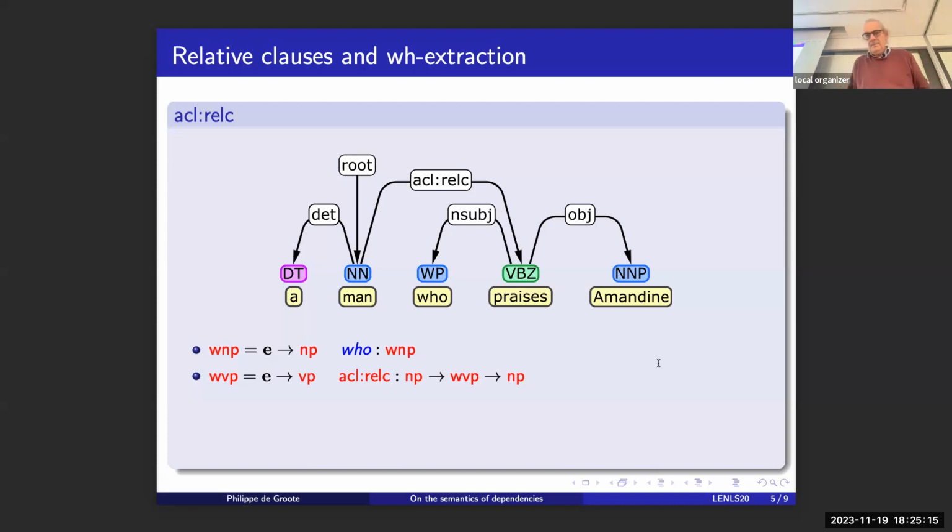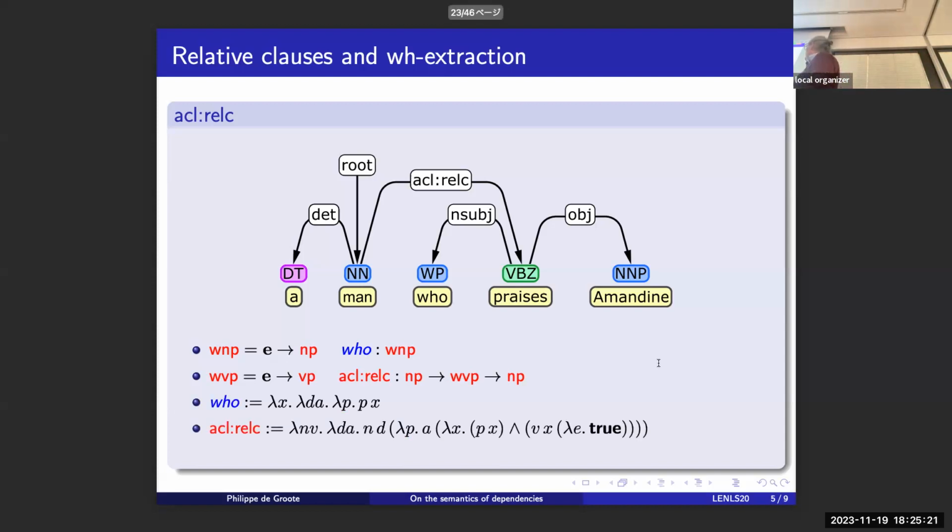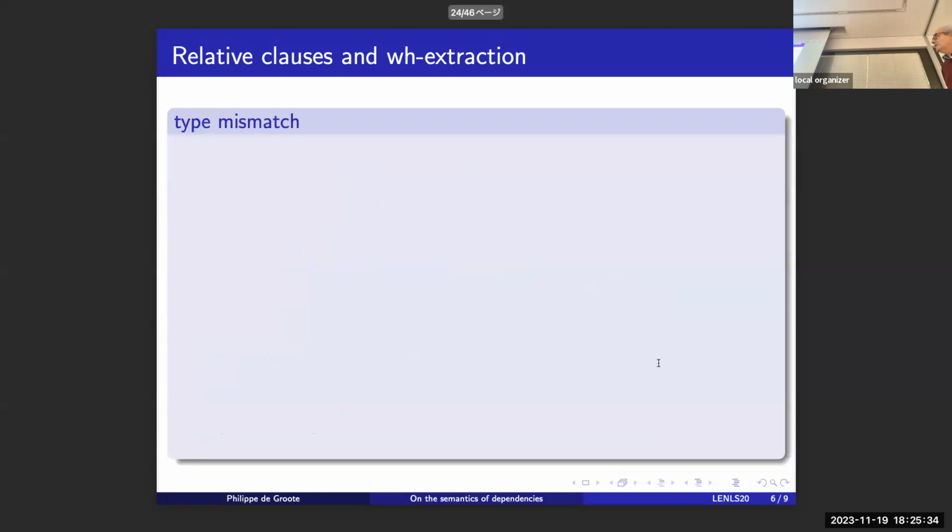Okay, and then with this, we may define "who" like this, and the relative clauses like that. The problem is that if we do so, there is a type mismatch because if we want to apply the subject dependency relation to "who" and "praise", we're going to have that "who" is of type W and P, but the subject dependency relation is waiting for something like that.